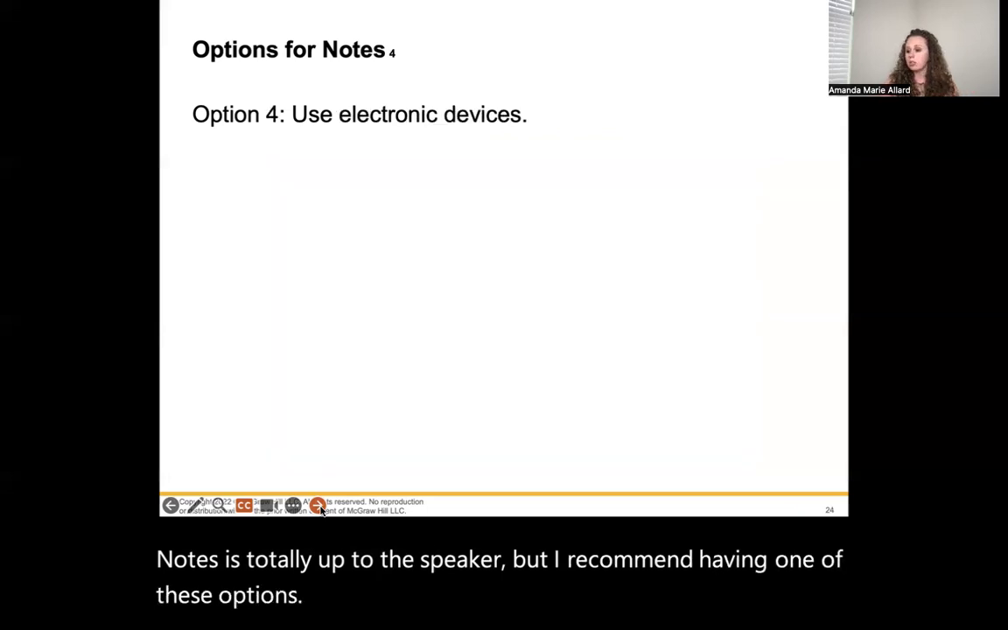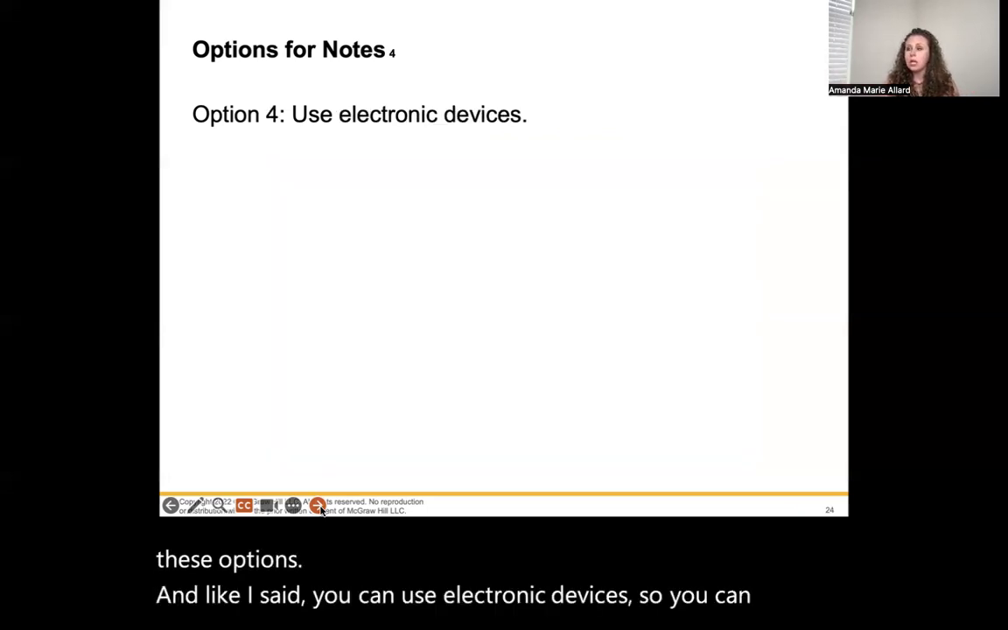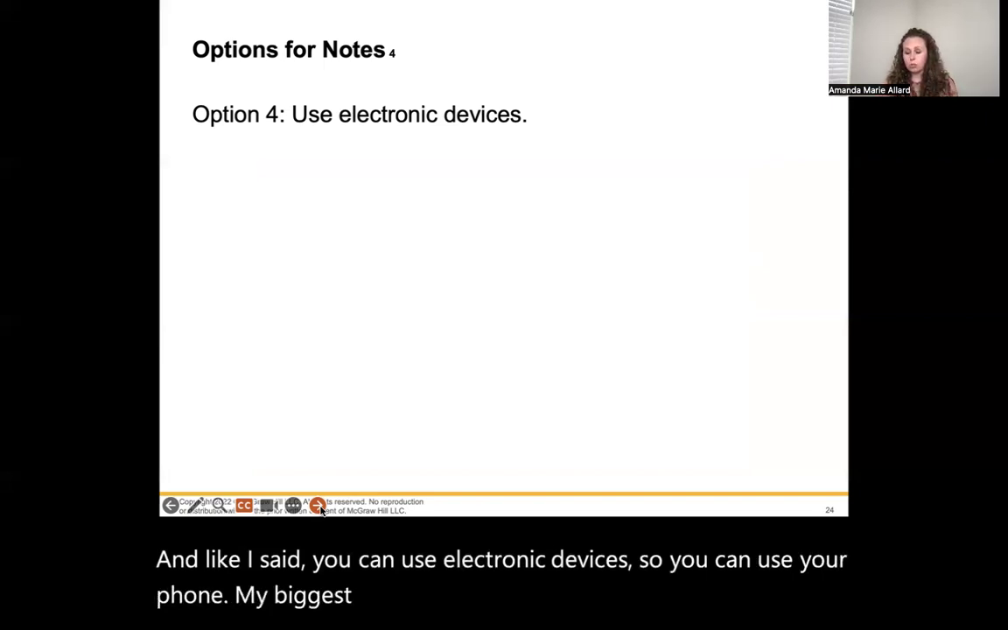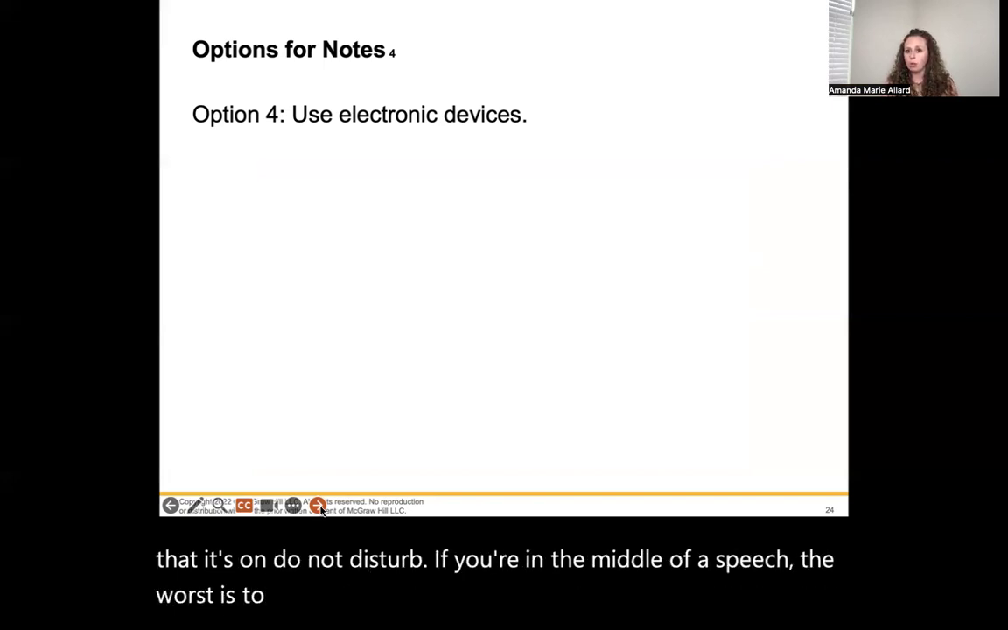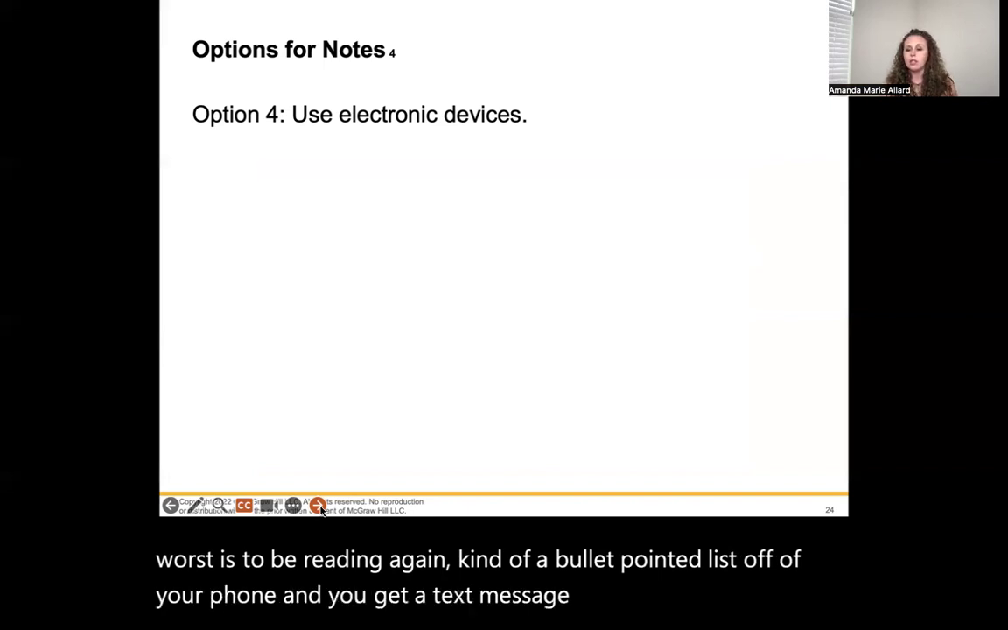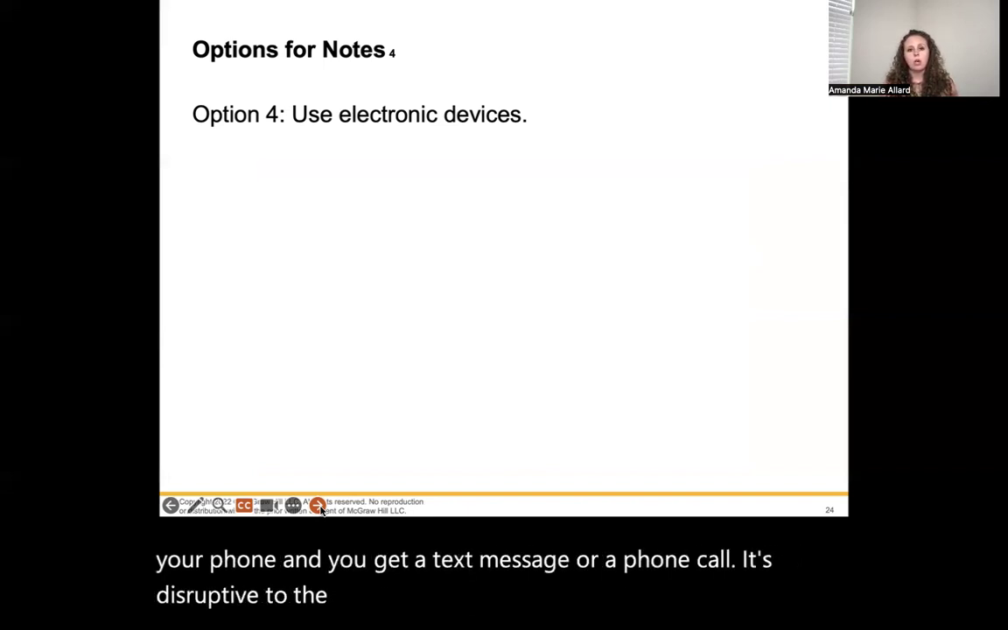And like I said, you can use electronic devices, so you can use your phone. My biggest tip with using your phone is just make sure that it's on do not disturb if you're in the middle of a speech. The worst is to be reading, again, kind of a bullet-pointed list off of your phone and you get a text message or a phone call. It's disruptive to the speech. So just be mindful of where you're at, the context, and put your phone on do not disturb.